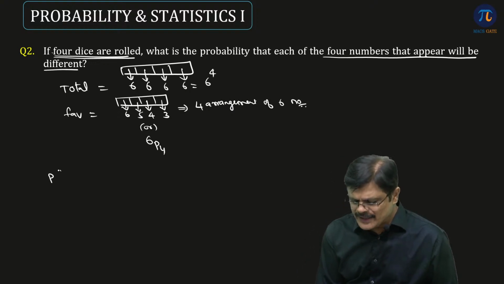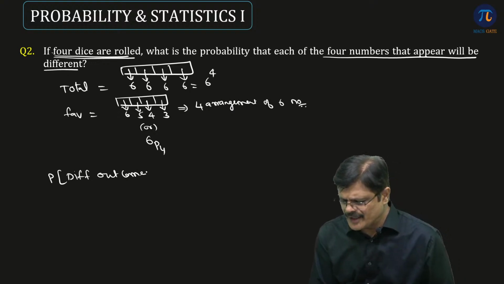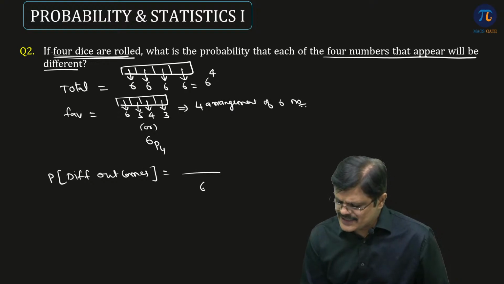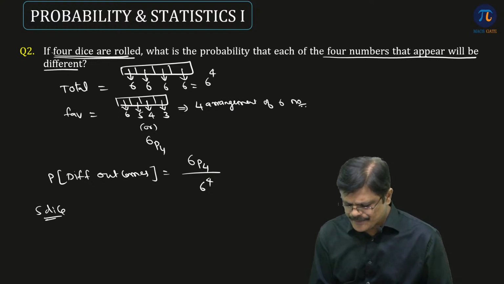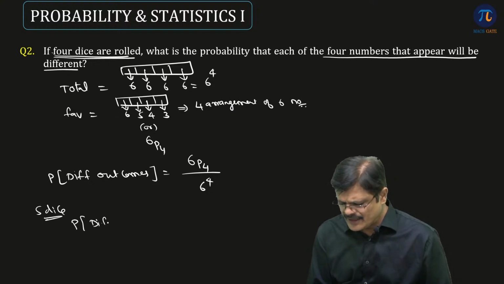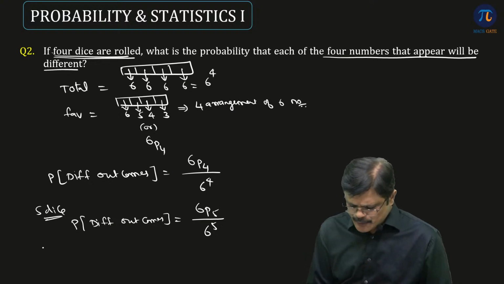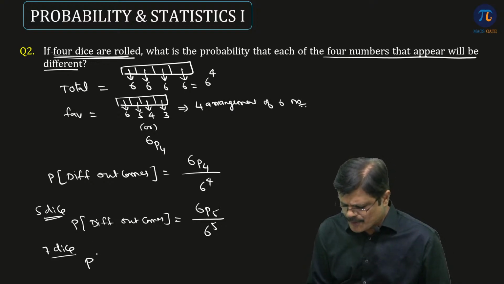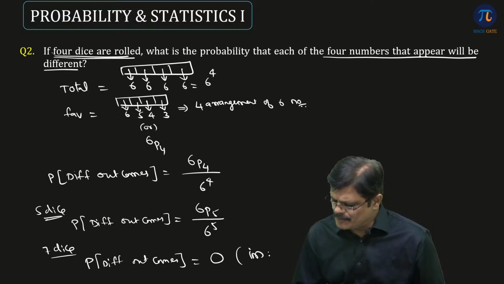So what is the probability that we get different outcomes? Denominator is 6 power 4, numerator is 6P4. Suppose when 5 dice are rolled, what is the probability of getting different outcomes? 6 power 5 in the denominator and 6P5 in the numerator. Suppose 7 dice are rolled, what is the probability of getting different outcomes? Zero, because it is an impossible event.